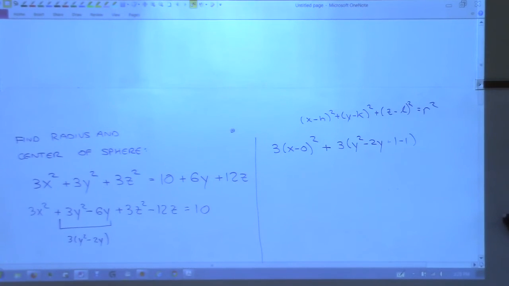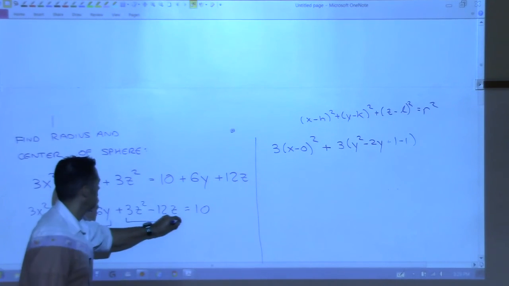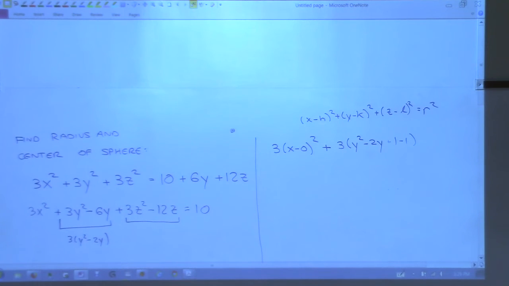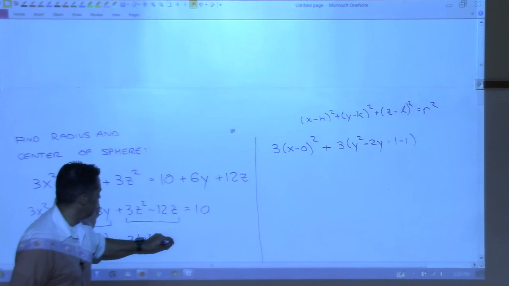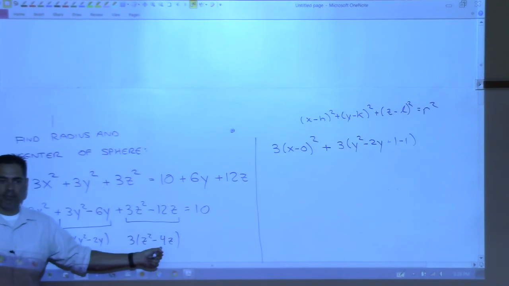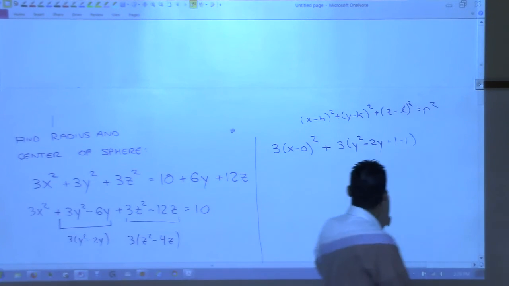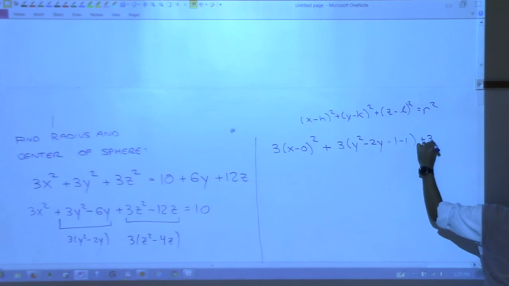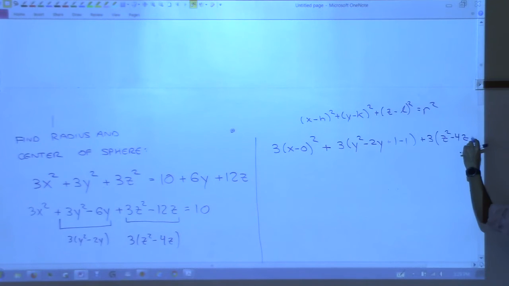Okay, what about the z's? What do I have to do for the z's? I'll get back to that in a second. What about the z's here? Pull the 3, right? Pull the 3. Z squared minus 4z. Take half of that, square it. So I'm going to add and subtract 4 to that. So plus 3 times z squared minus 4z. Here comes me adding and subtracting 4. I'm out of room, sorry. It's going to happen. And then equals 10.